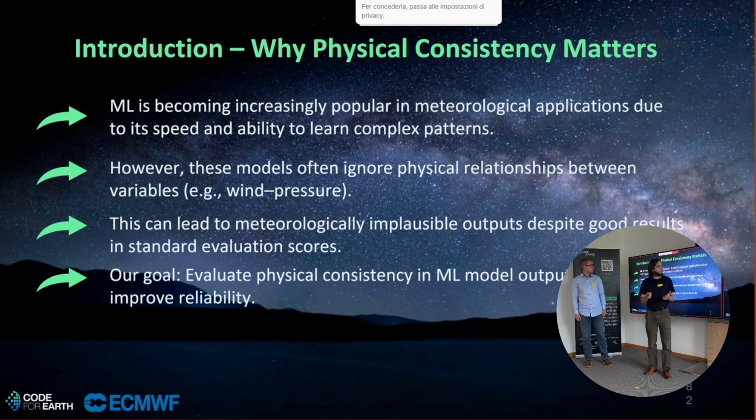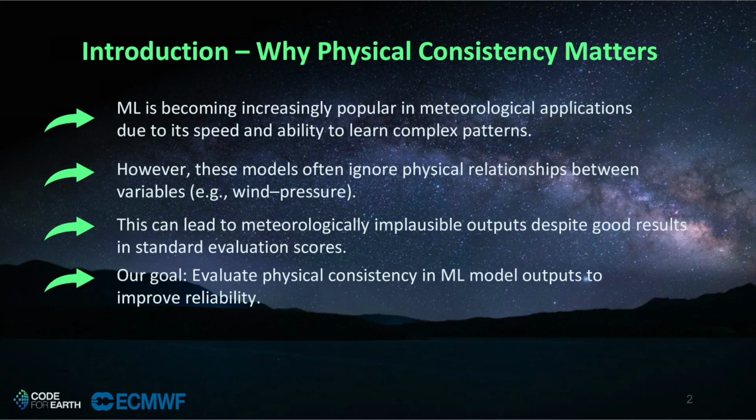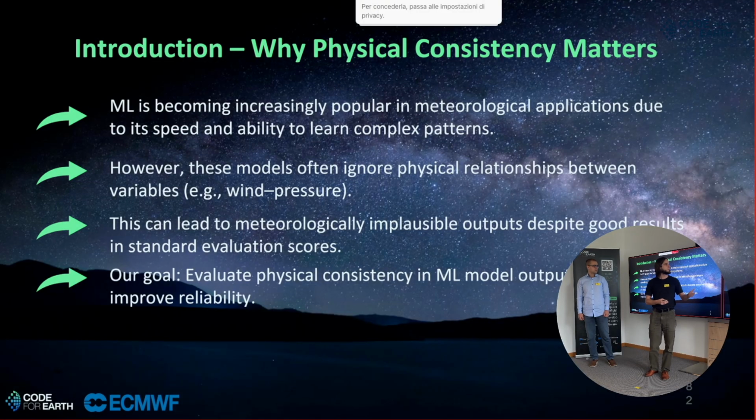So we are evaluating physical consistency of machine learning model outputs. The first question is why, and why does it matter? As most of us know, machine learning in weather prediction is increasingly popular, and it is gathering many success stories, and it's very efficient in what it's doing. However, the limitation is that there are usually no physical constraints on the outputs. So we would like to examine and evaluate how physically consistent the outputs actually are.